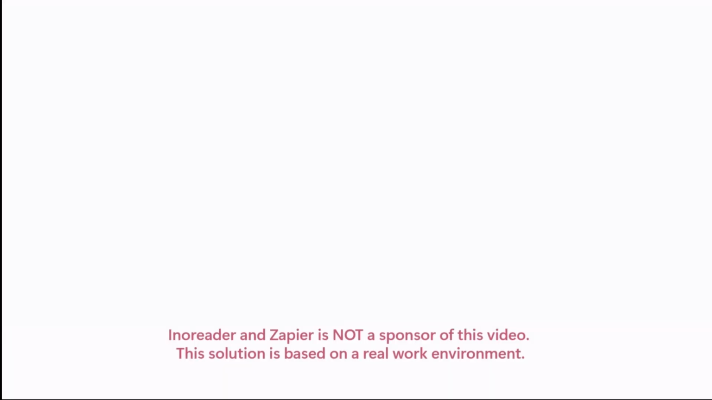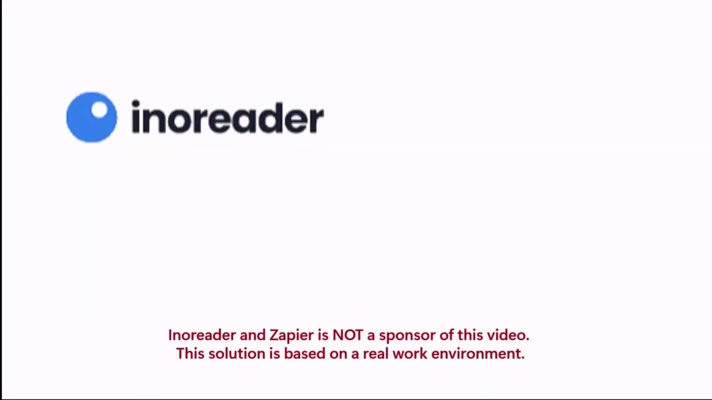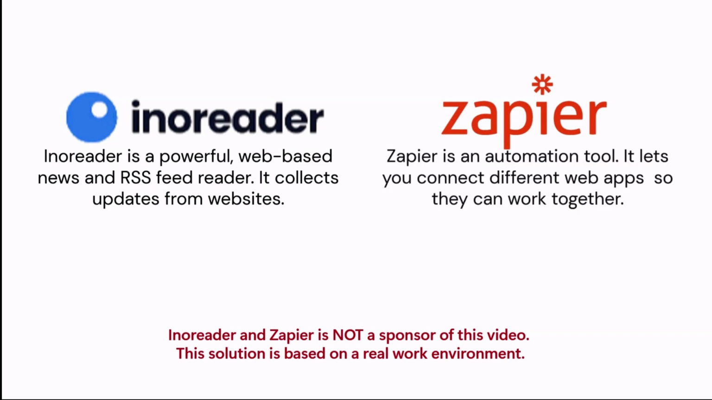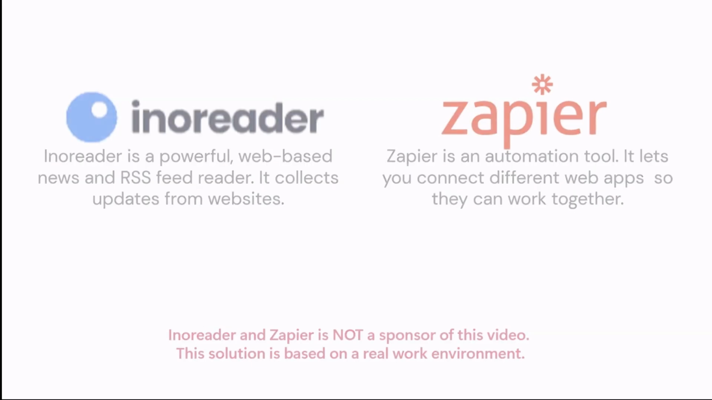Here's a general overview of how the solution will look for our use case. We will only be using two applications, Inoreader and Zapier. Inoreader is a powerful web-based news and RSS feed reader. It collects updates from websites. Zapier is an automation tool. It lets you connect different web apps so they can work together.